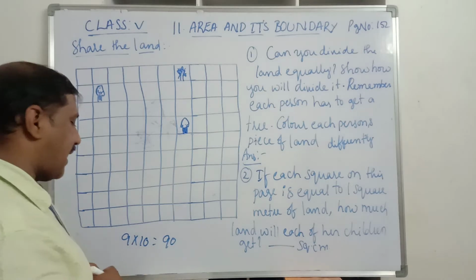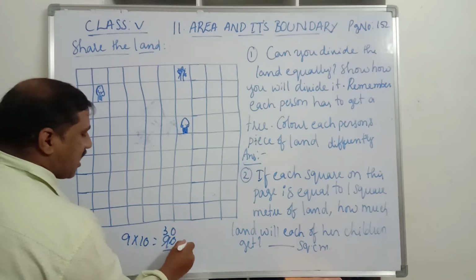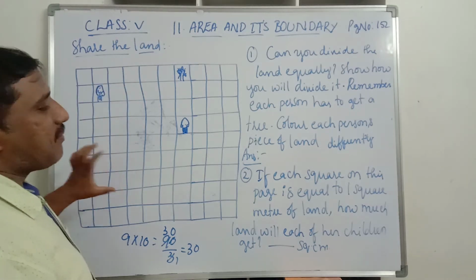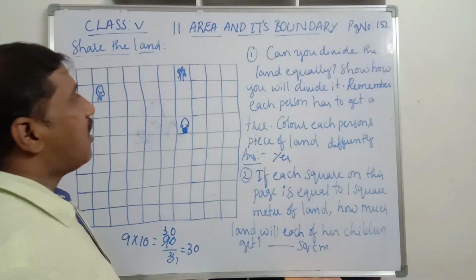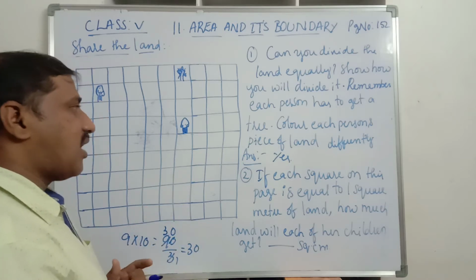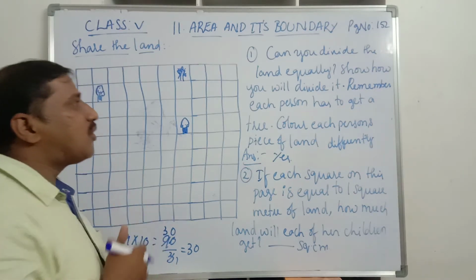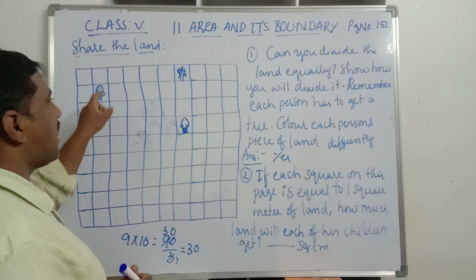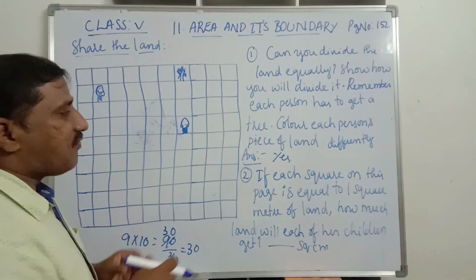90 is a multiple of 3. So we can divide with 3 for each child. 3 ones are 3, 3 threes are 9, 3 zeros are 0. So each child will get 30 square boxes and one tree. Yes, we can divide this land equally. Show how you will divide it. And remember, each person has to get a tree, and color each person's piece of land differently.